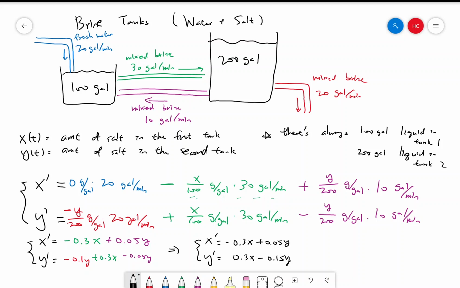Alright, so in the next section, we're going to learn how to use diagonalization to solve differential equations like this.